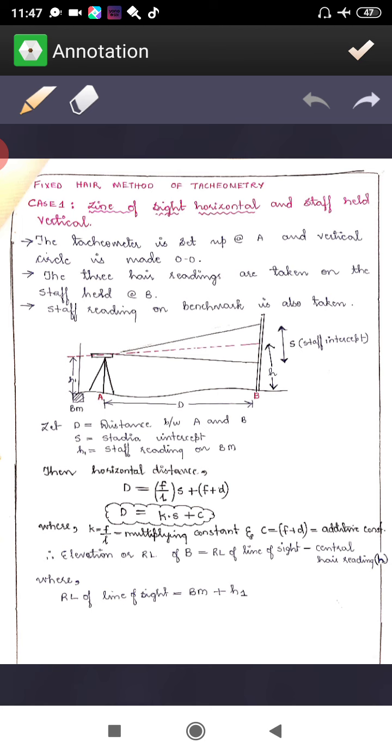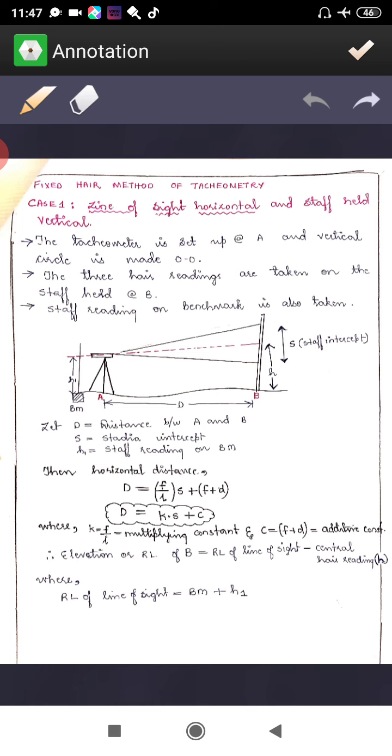So the first step is that I set the tachyometer at A, and then I make sure that the vertical circle reads 0 0. When the vertical circle reads 0 0, you get a truly horizontal line of sight. Because if you use the theodolite as a tachyometer and set the vertical circle to read 0 0, your telescope will be truly horizontal, meaning your line of sight will be perfectly horizontal. That is the first thing you have to do.